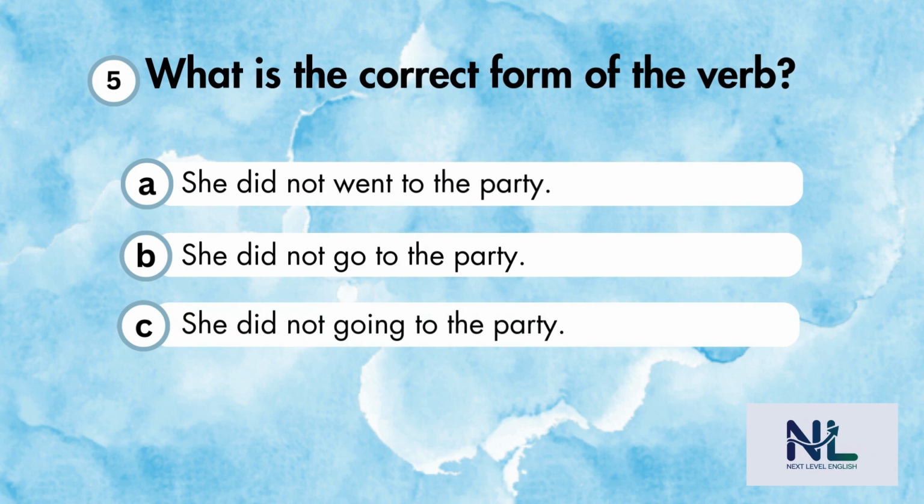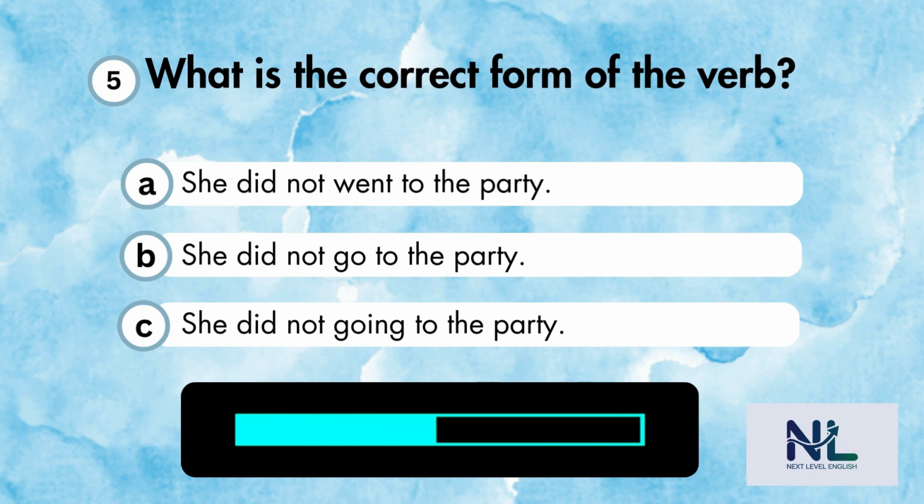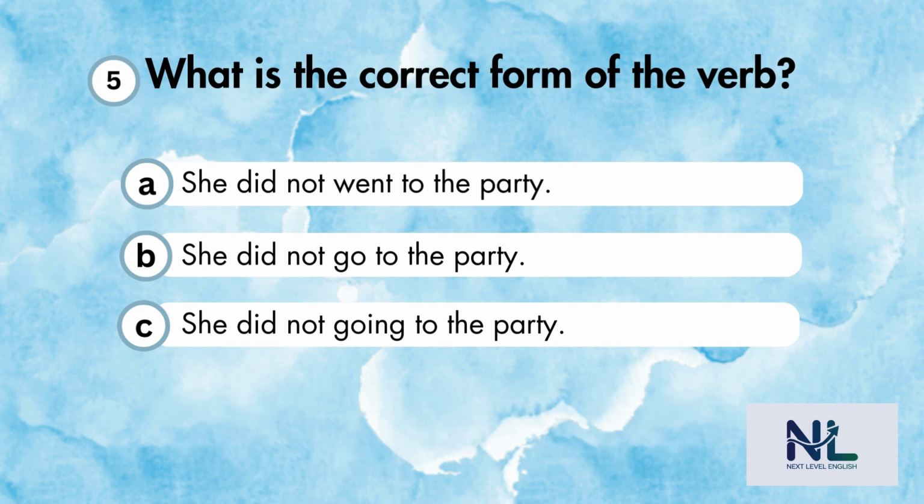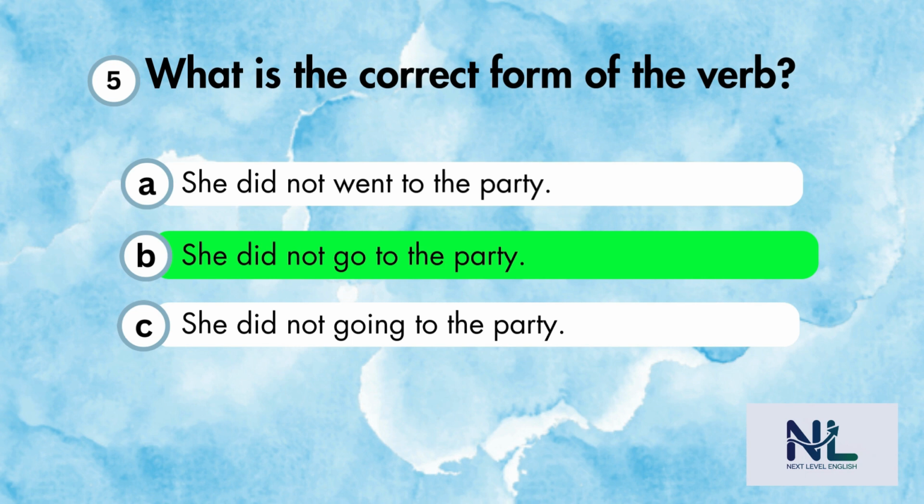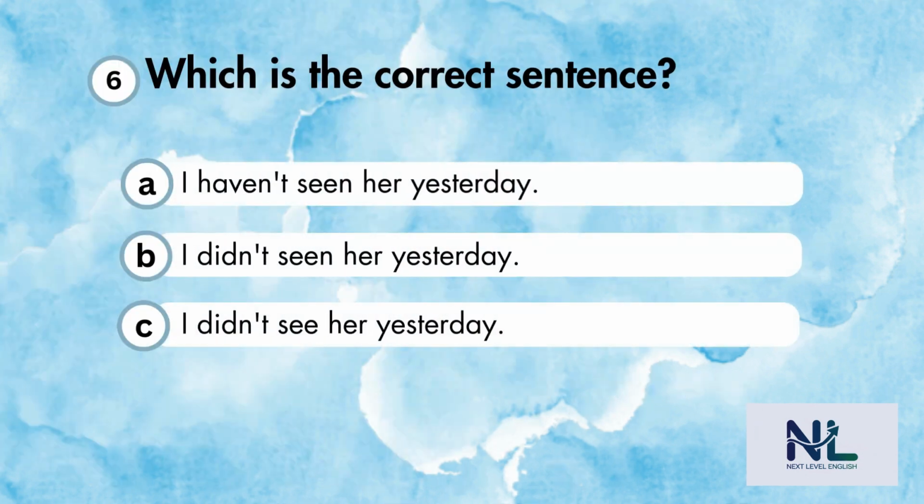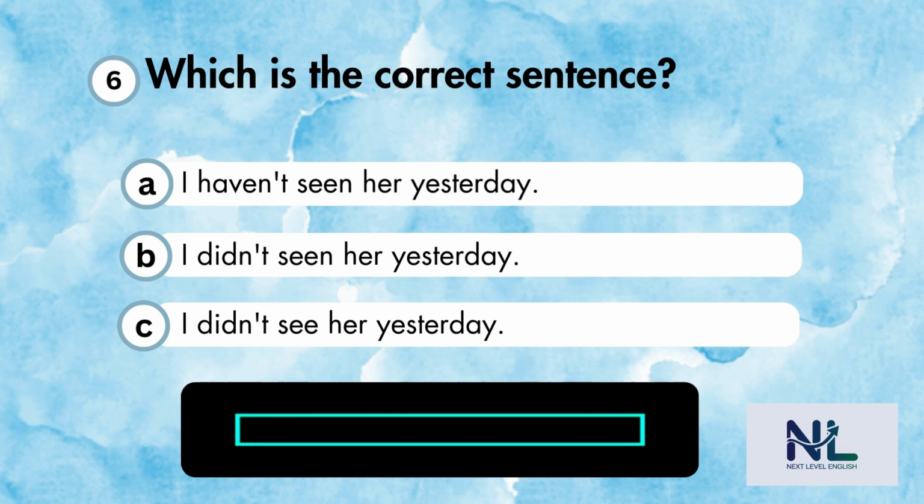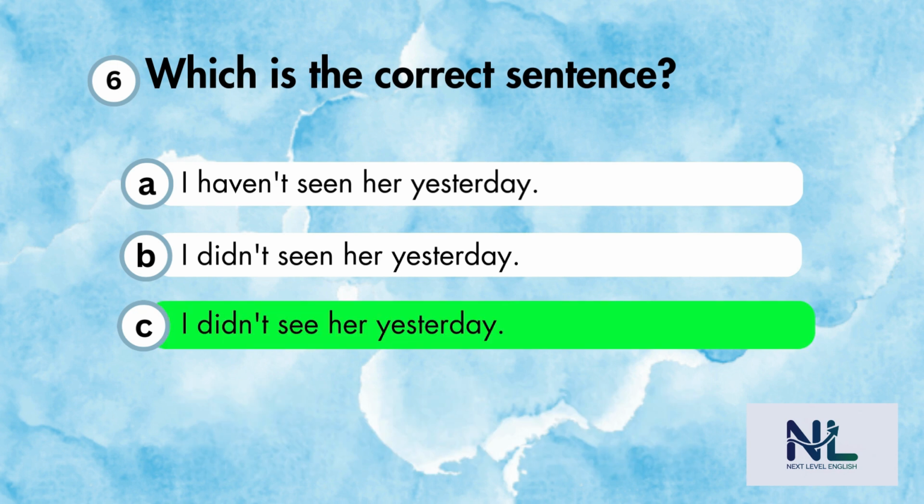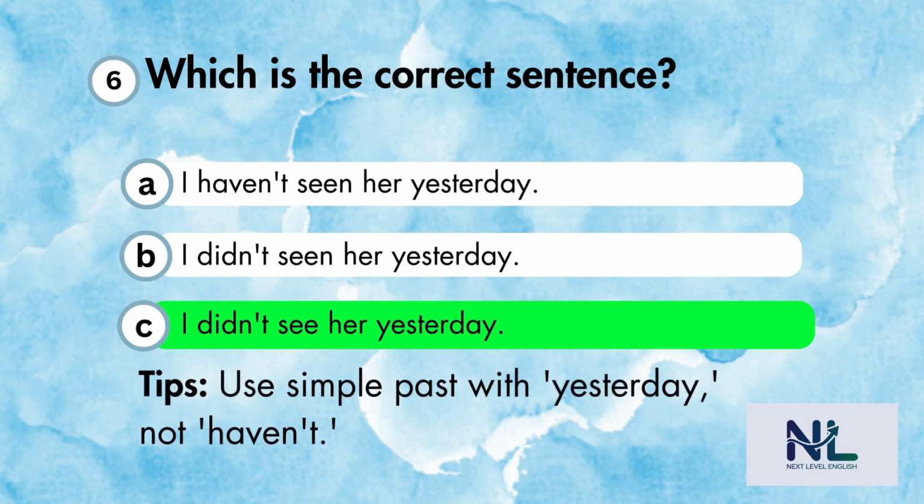5. What is the correct form of the verb? She did not go to the party. Tips: after did not, the base form of the verb is used. 6. Which is the correct sentence? I didn't see her yesterday. Tips: use simple past with yesterday, not haven't.